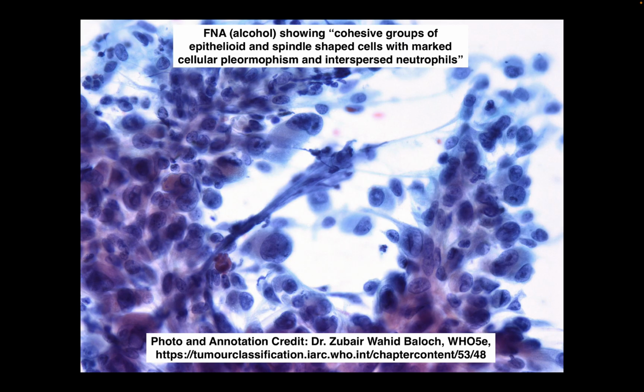Here is an FNA showing cohesive groups of epithelioid, meaning it has abundant cytoplasm, and spindle-shaped cells with marked cellular pleomorphism and interspersed neutrophils. So this is the size of a neutrophil, and look how enlarged these cells are. There are prominent nucleoli. As you can see here, there's irregular chromatinic rim, there's hyperchromasia, possibly a mitotic figure there. And here you have some spindled cells here.